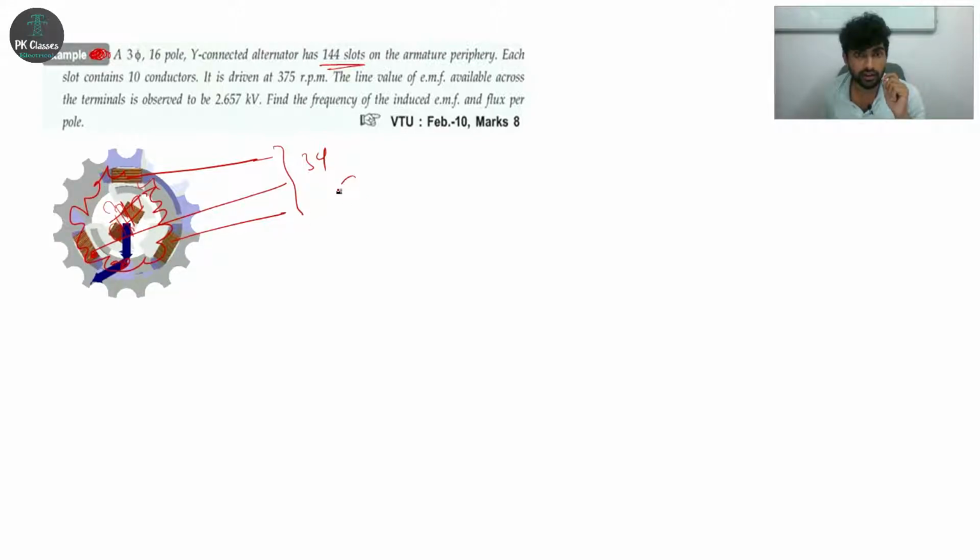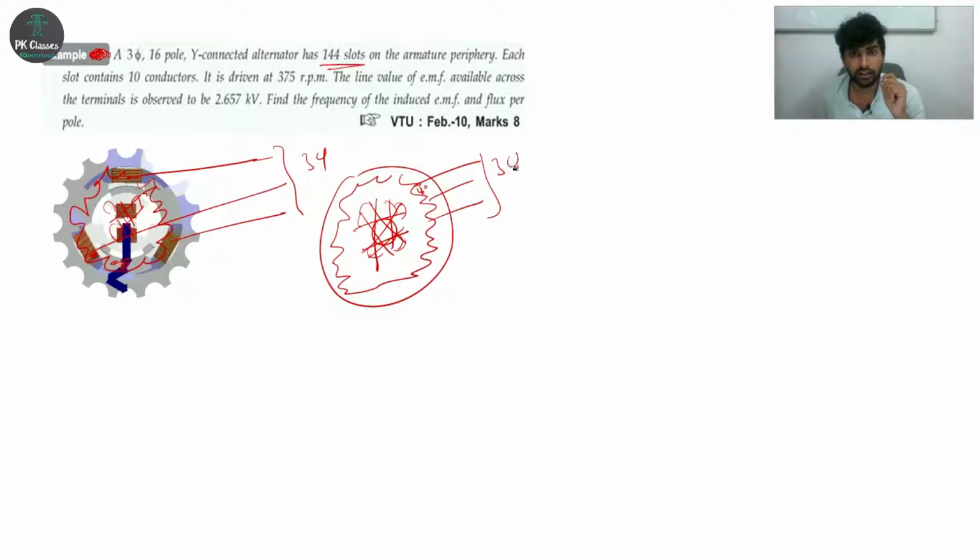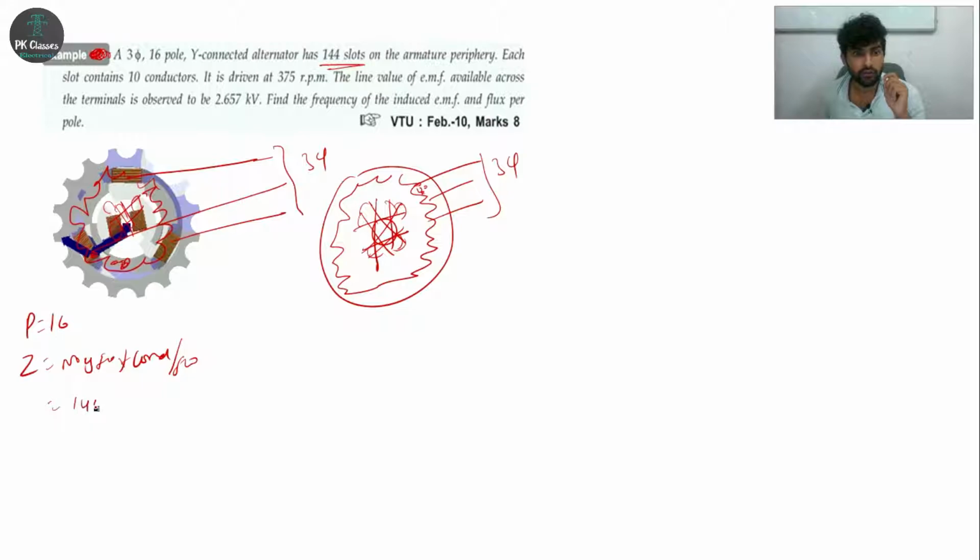Okay, so I'll draw another diagram. There is a synchronous generator having 144 slots. These are the slots. Each slot contains 10 conductors. Here there are 16 poles, and a 3-phase output from this generator. So the number of poles is 16 and Z is equal to what? Number of slots into conductors per slot, that is 144 into 10. We will get 1440 total number of conductors.